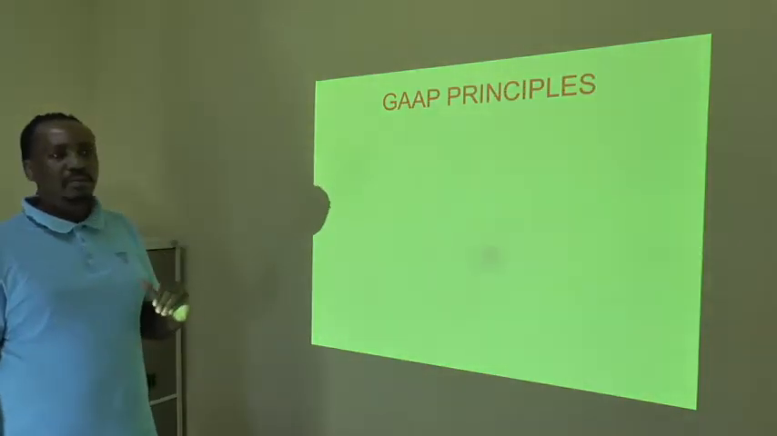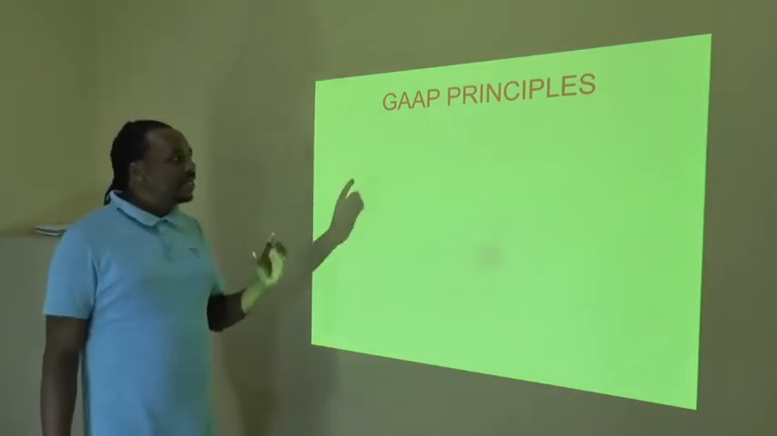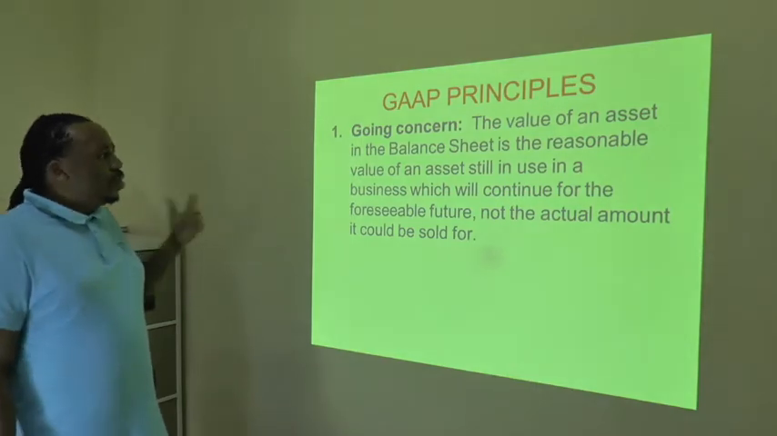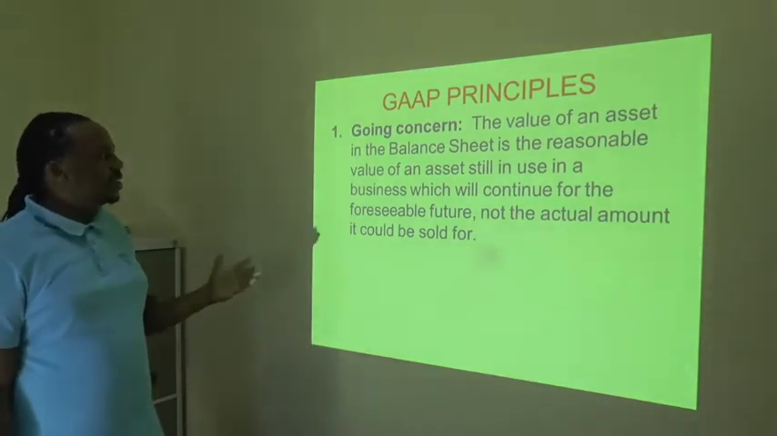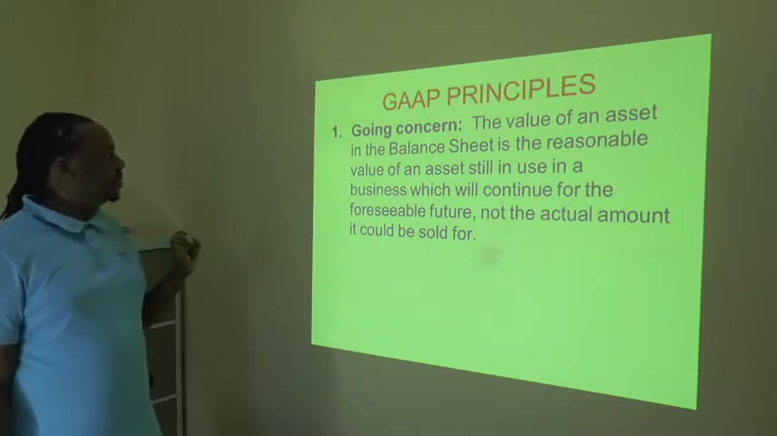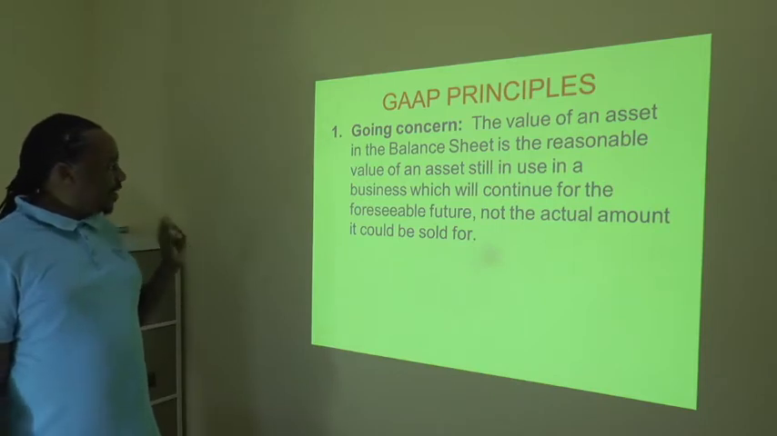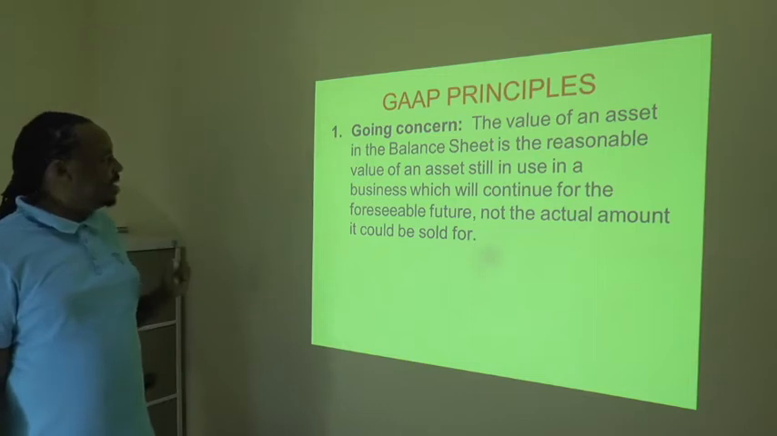GAAP principles: remember, there are GAAP principles that also link to the tangible asset. Going concern is also linked to a tangible asset. The value of an asset in the balance sheet is the reasonable value of the asset, and it is still used in the business.